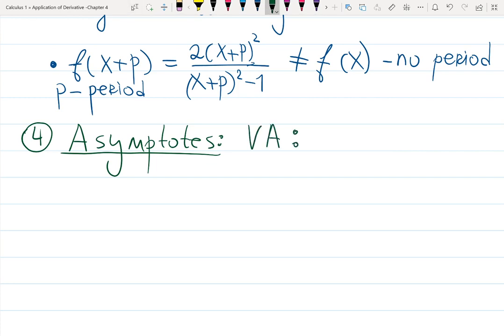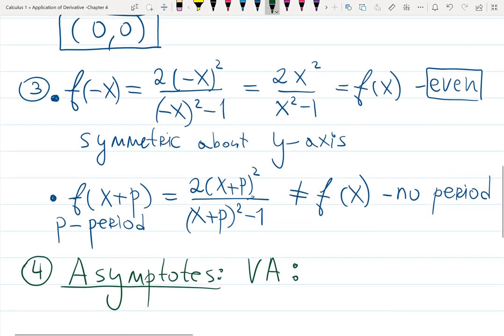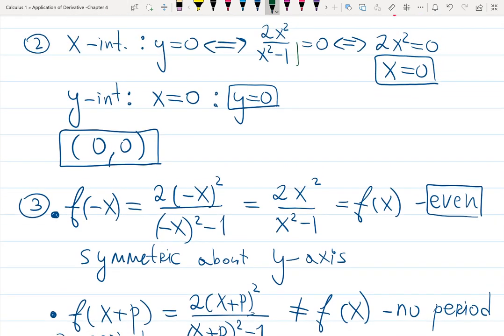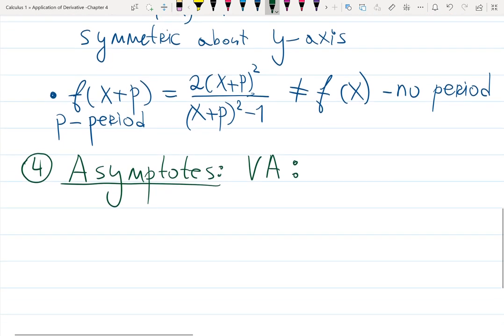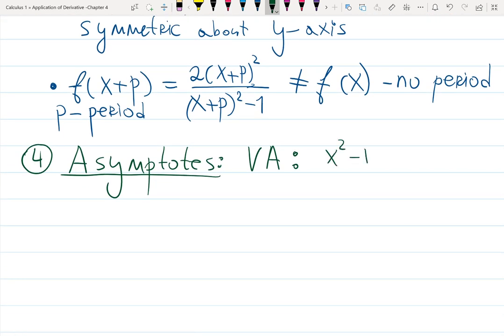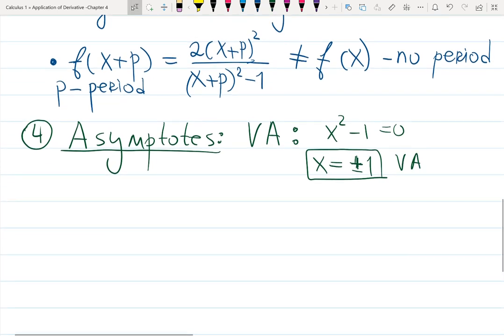Vertical asymptote comes from the denominator. Look at the original function, for example, over here. And we already found those points. x squared minus 1 equals 0. And it gives me 2 points, plus and minus 1. Those are 2 VAs. x equals plus and minus 1, vertical asymptotes. How about HAs?